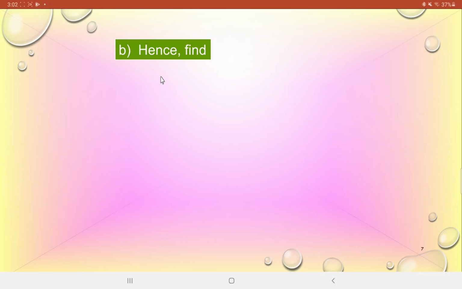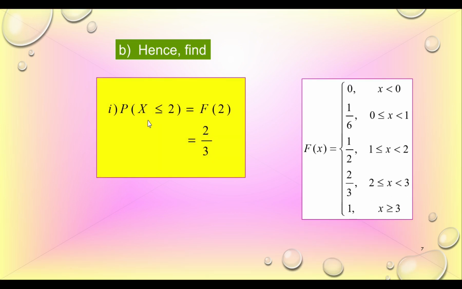The next question, hence find the probability X less than or equal to 2. Hence means we need to find the probability by using capital F, the cumulative distribution function. So, P(X less than or equal to 2), we know that is equal to F(2). From the cumulative distribution function, F(2) is equal to 2 over 3. So, P(X less than or equal to 2) is equal to 2 over 3.